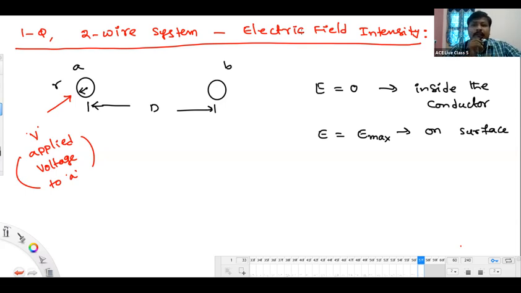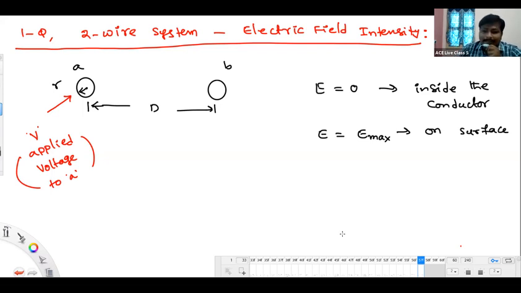Okay. Any other name you can say for field intensity? Sometimes you can call it stress, electrostatic stress. Sometimes you can call it field gradient, or voltage gradient. Any term. Voltage gradient, field gradient, electrostatic stress, all these terms are the same.